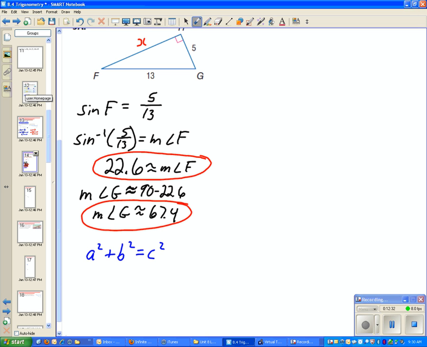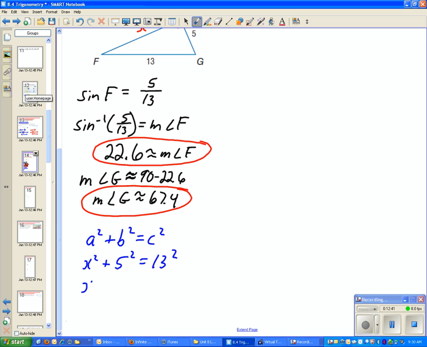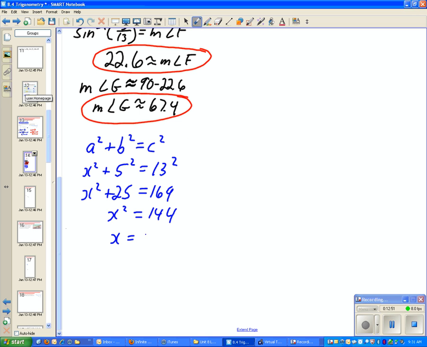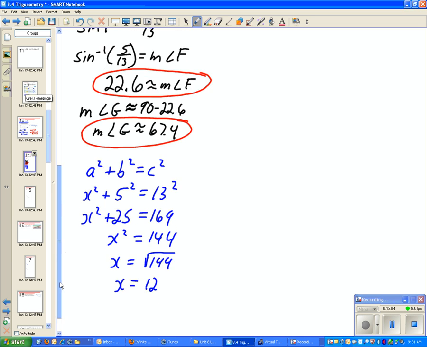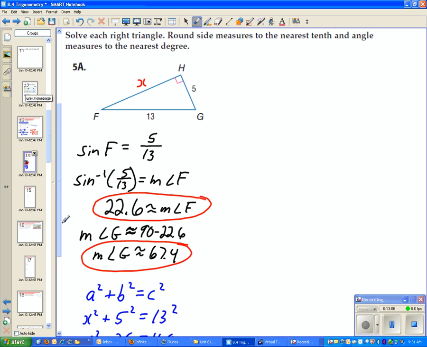Now we know the hypotenuse this time. It's 13. All right. So one leg squared plus the other leg squared equals the hypotenuse squared. So x squared plus 25 equals 169. So x squared equals 144. So x equals the square root of 144, which is a perfectly good answer, except, yeah, that's 12. Okay? So whenever you can, use given information.